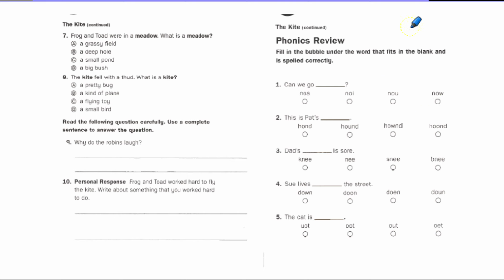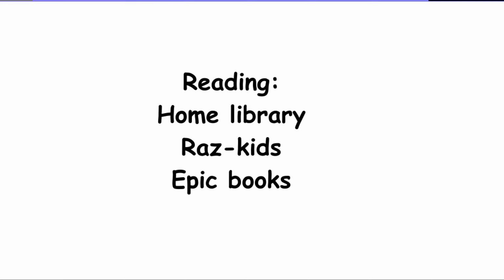And then this is the phonics review of what we've been learning this week. Can we go now? And we have to find out which of these words says now. This is Pat's hound. Which one would say hound? Okay, not necessary. If you want to skip it, you can skip it. I'm going to send it as an attachment because I didn't send it along with your package. If you would like to do it, you may do it. If you're going to skip it, do some reading. Okay, that is it for today.